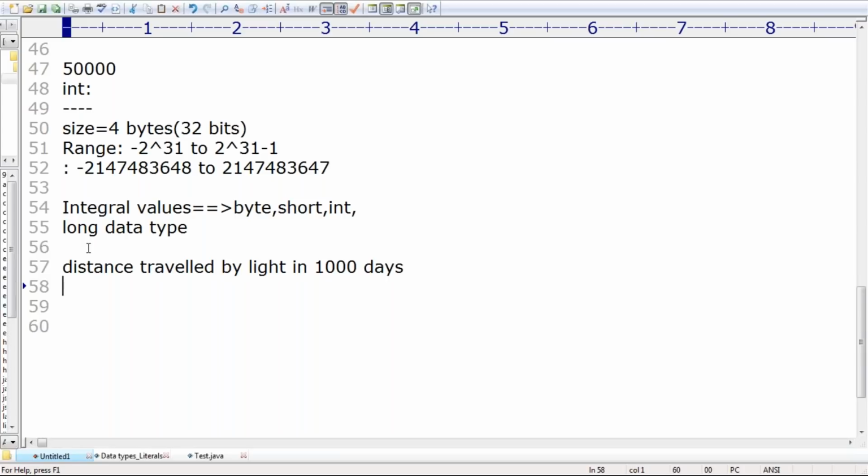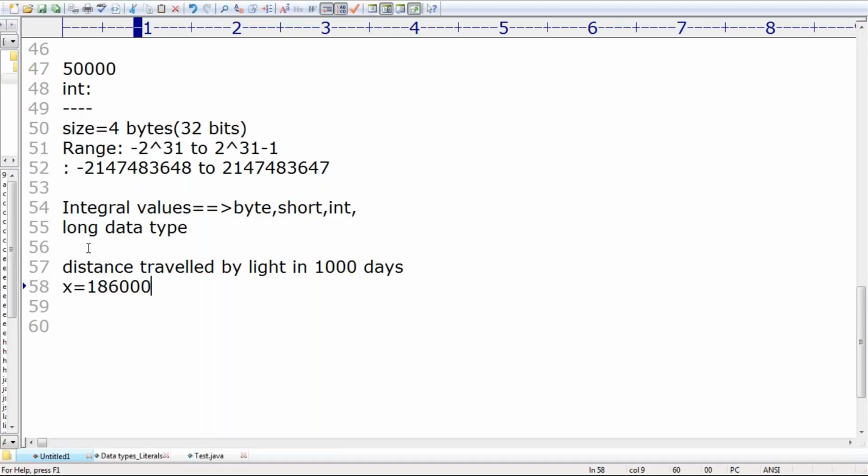What is the light speed? Anyone, can you please tell? What is the light speed, man? Sir, it is not a physics class, it is a Java class, right? Don't tell 3 into 10 power 8 meters per second, or 3 into 10 power 10 centimeters per second, which I hope you may remember from our childhood. Very simple: 1,86,000 miles per second.